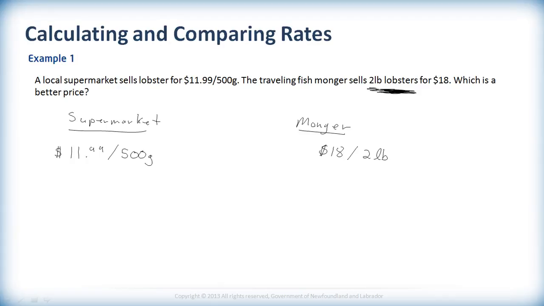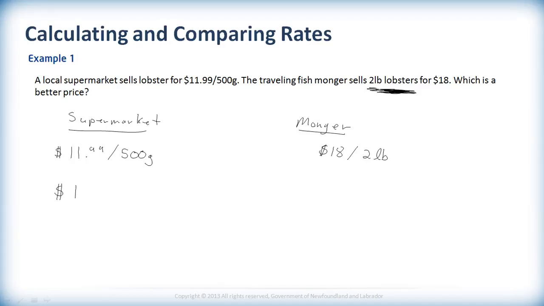Okay. So if we want to compare to see which is a better rate or which is a better price, it's probably a good idea to make sure all the units are the same first, and then to get them both to be unit rates. And when they're both unit rates, we'll be comparing apples to apples. Not that we're not comparing apples to apples here. It's lobsters to lobsters. Okay.